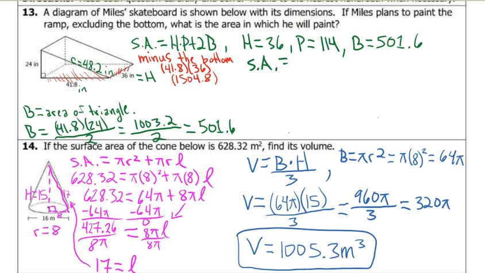Looking at it as it is now, where I shaded in here is the red. So that is the base. So 41.8 times 36. This is what we're going to subtract. So let's just find the total surface area first, and then we'll subtract the bottom of it. And that's what he's going to paint. H is 36, my perimeter is 114, plus 2 times the area of the base, 501.6, and now I just multiply those.